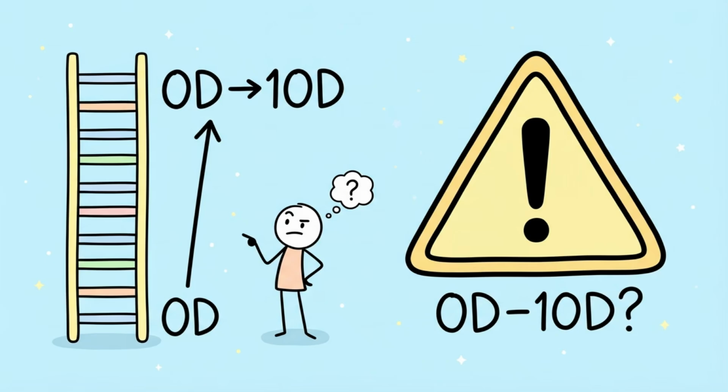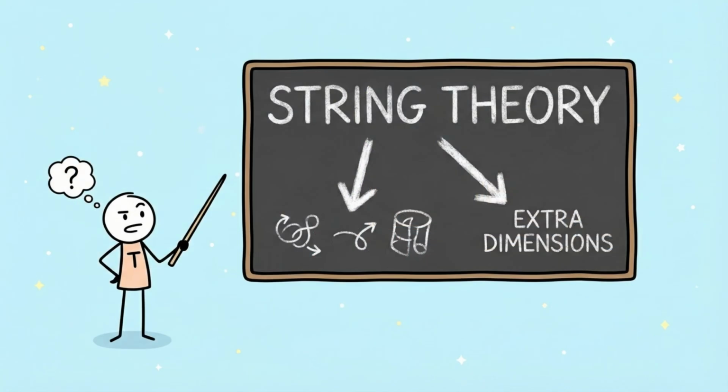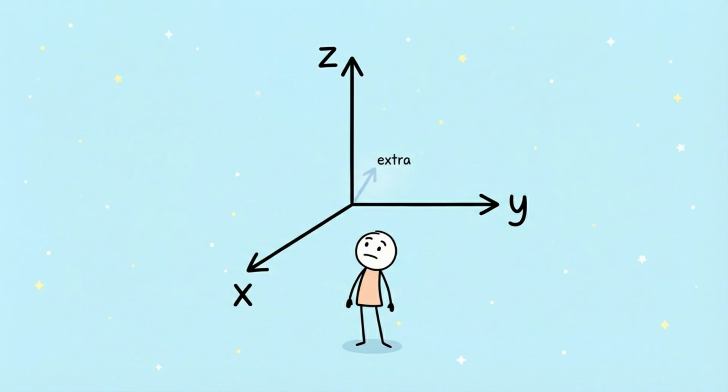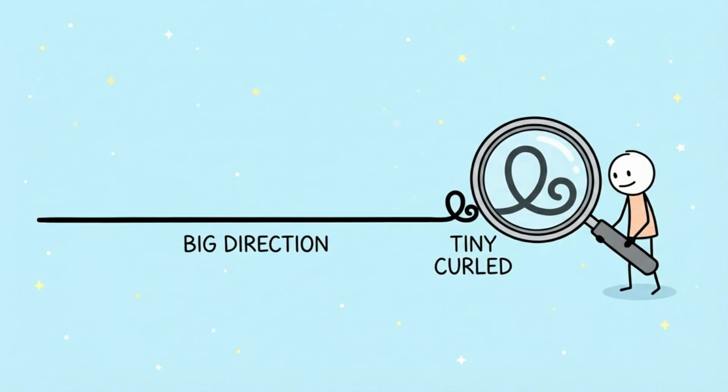Let's start with a warning. The popular 0D to 10D ladder you see online mixes real math with storytelling. In physics, when we say extra dimensions in string theory, we usually mean extra spatial directions that are as real in the equations as left, right, or up, down. We just don't experience them because they may be curled up extremely small.